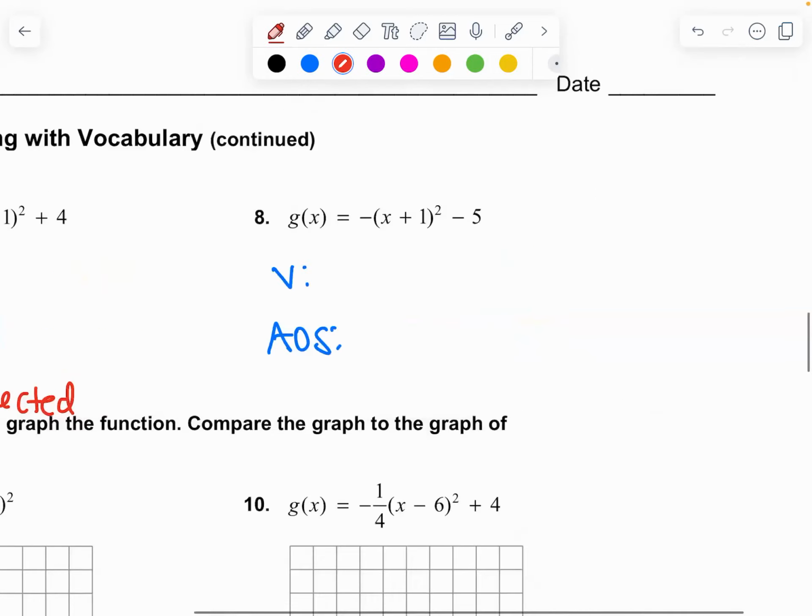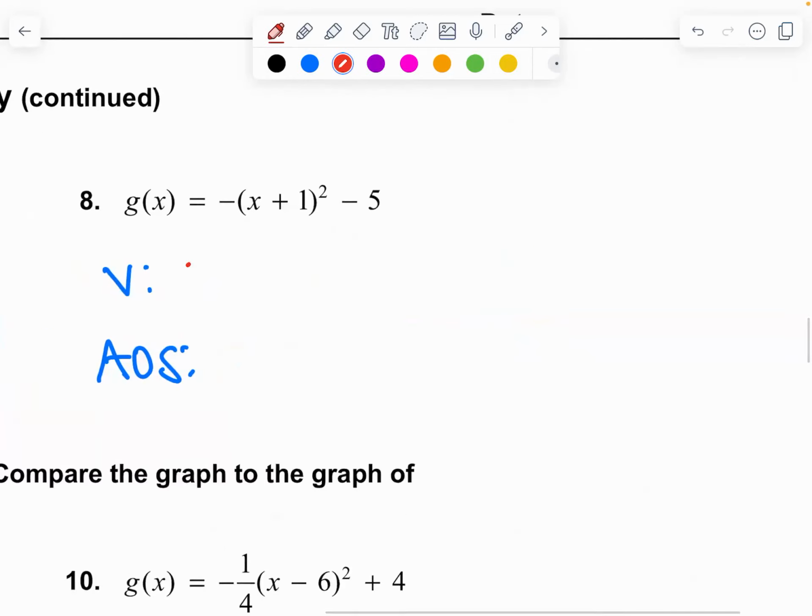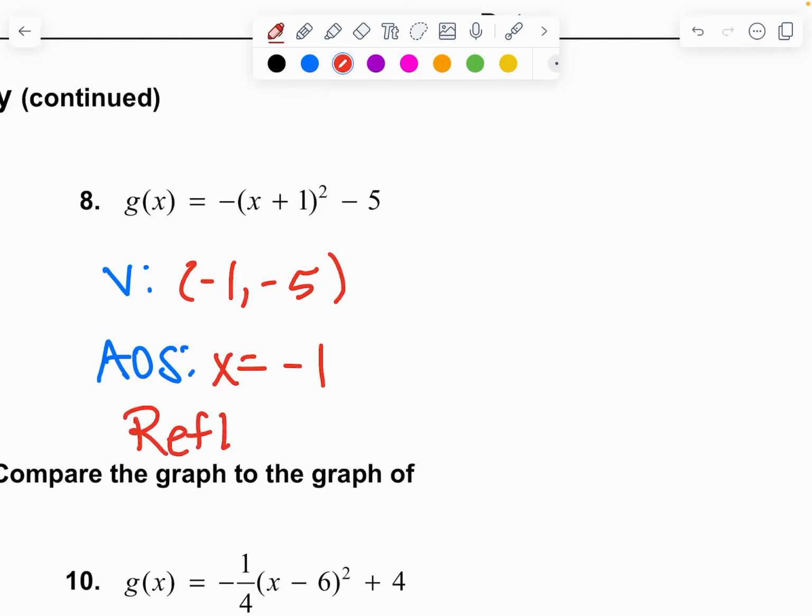Harry, what's our vertex for number 8? -1, -5. Connor, what's our axis of symmetry? -1. Half credit. X equals -1. And then Cassie, is there anything different about the shape of our graph? It's reflected. We know it's upside down because of that negative. Okay. So let's talk about how wonderful these are to graph.